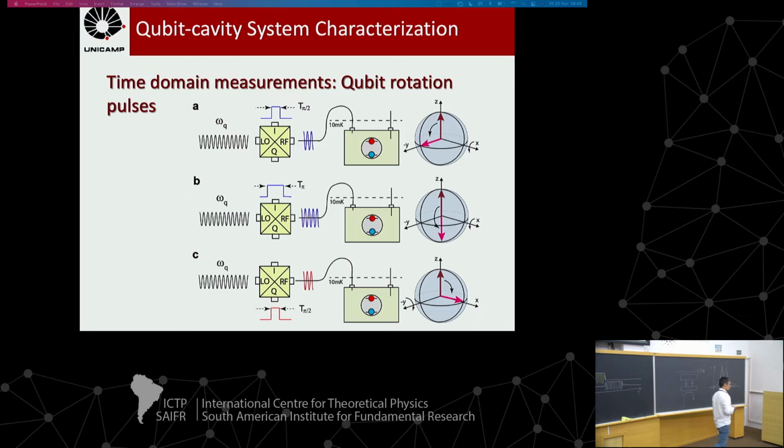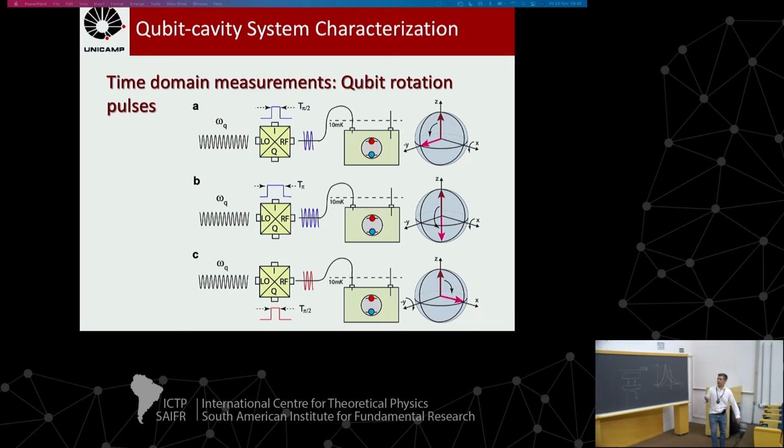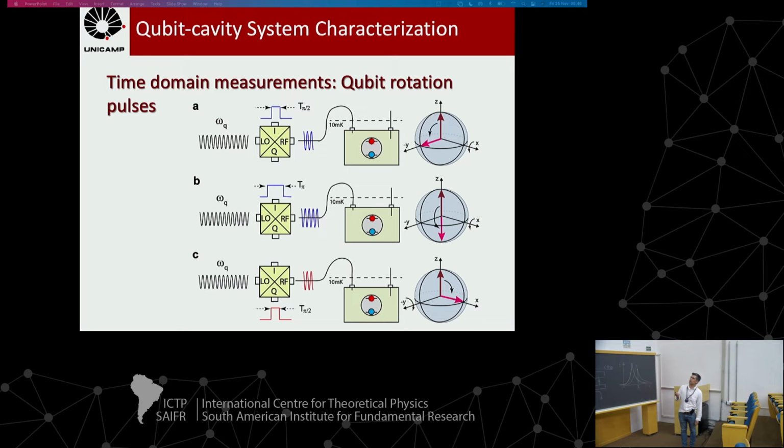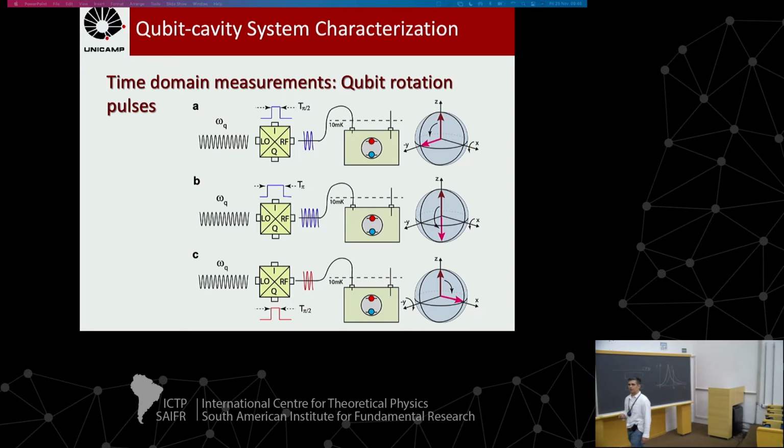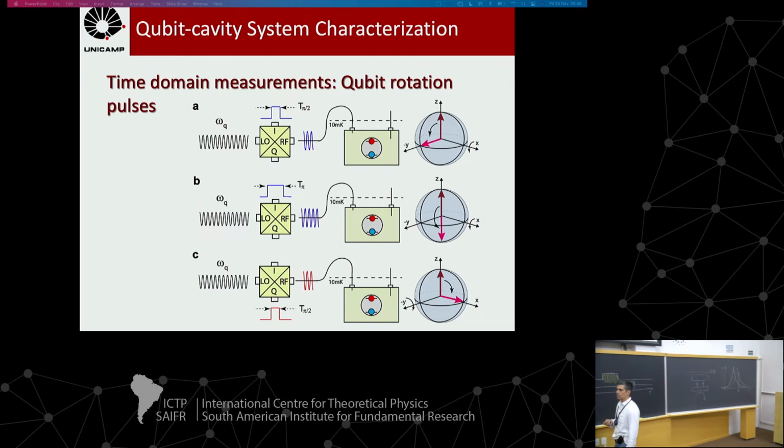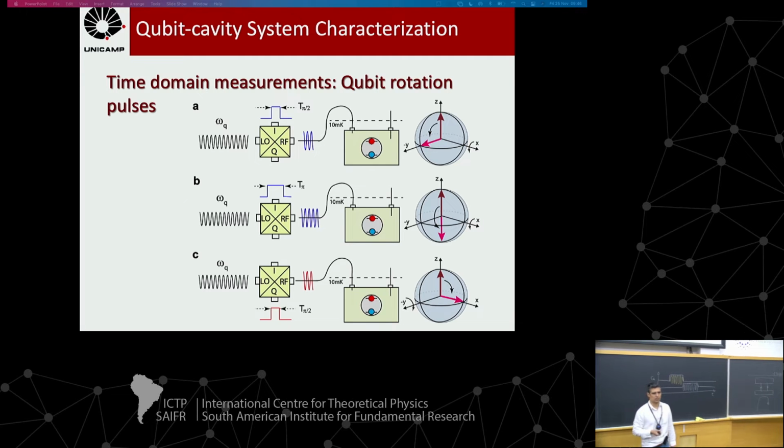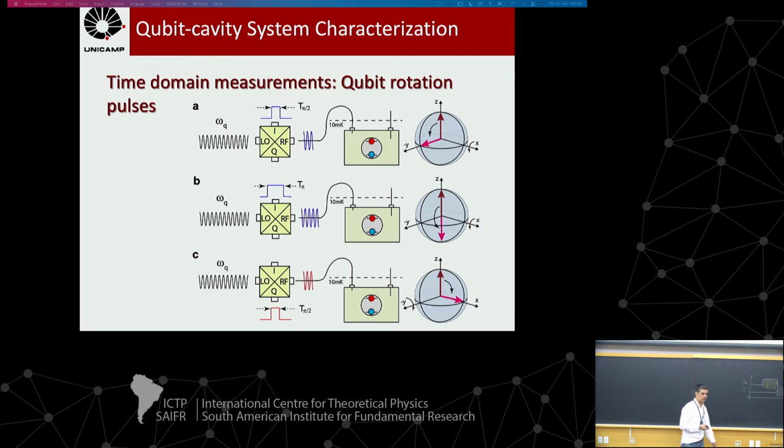But there is a question that I didn't answer you yet. How do I know what these times are here? Pi over 2, pi over 2 in the Y direction. How can I decide that? How can I know that this is the correct way? Okay. We need to do some kind of measurement to decide that, to be sure that this is the time that you do this kind of rotation in my qubit. Okay.